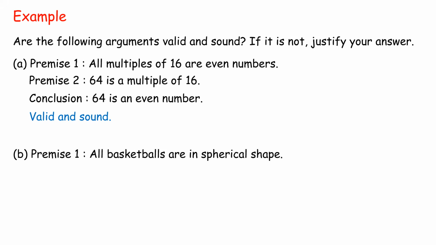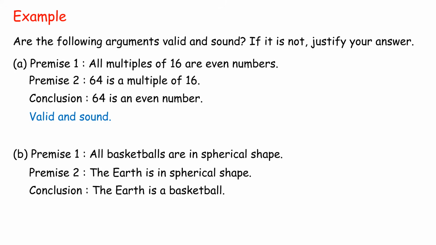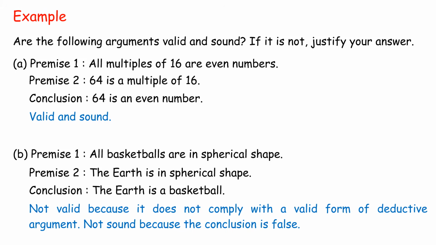B. Premise 1. All basketballs are in spherical shape. Premise 2. The Earth is in spherical shape. Conclusion. The Earth is a basketball. Not valid, because it does not comply with a valid form of deductive argument. Not sound, because the conclusion is false.